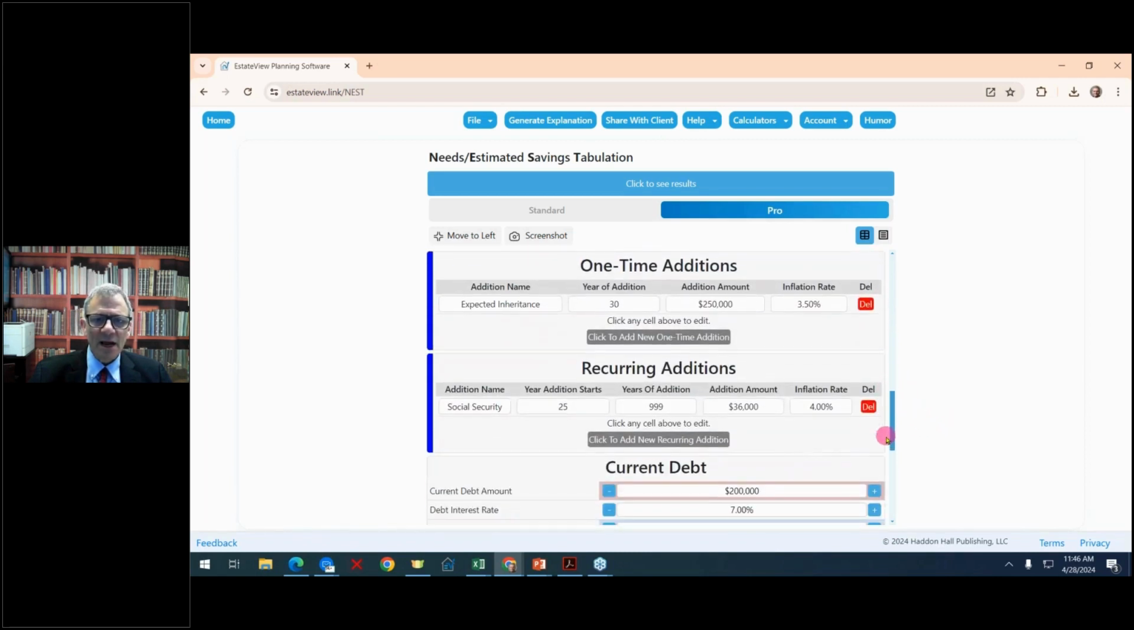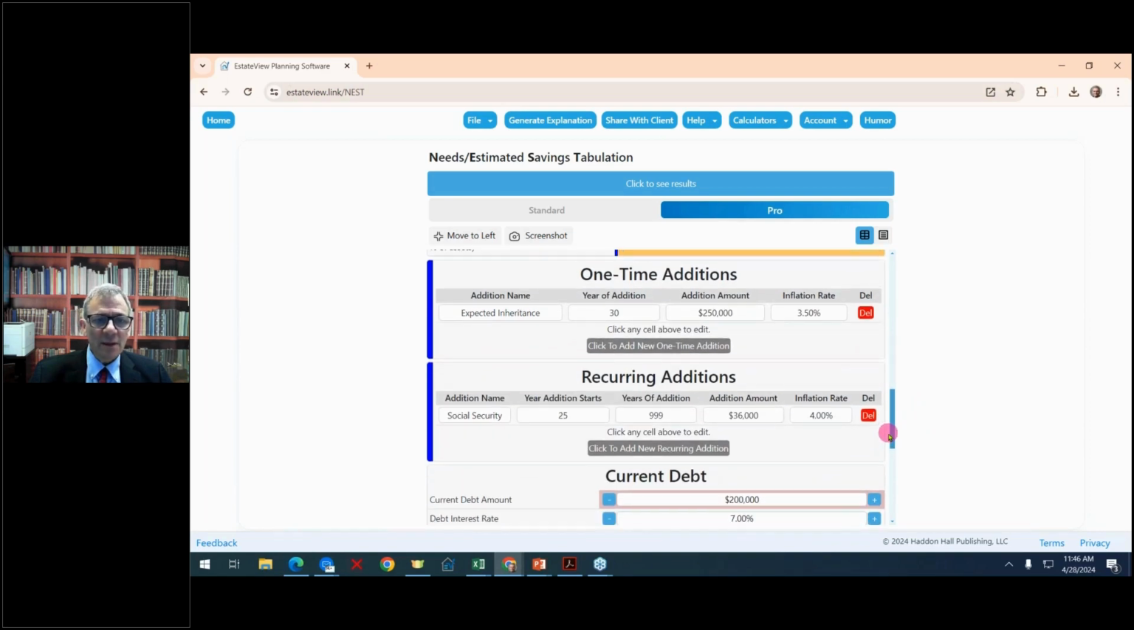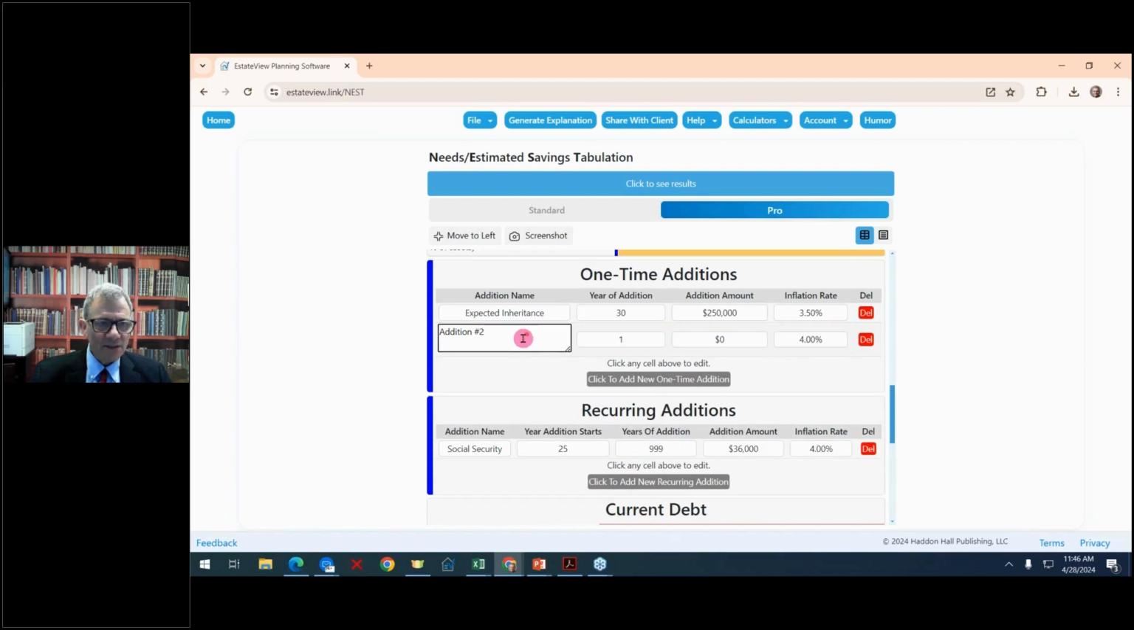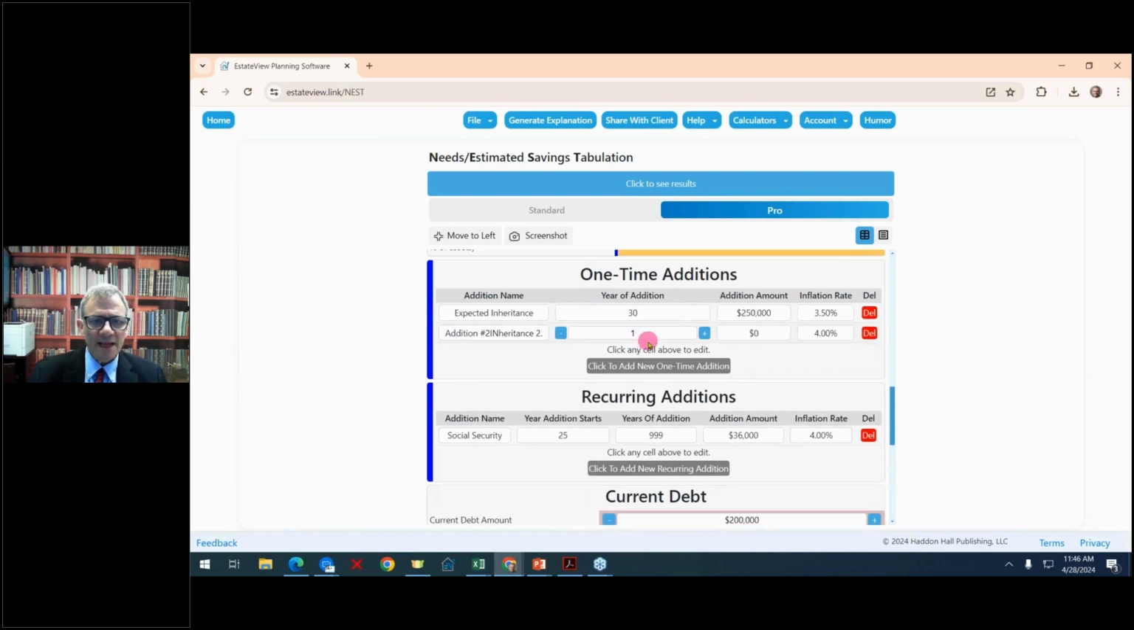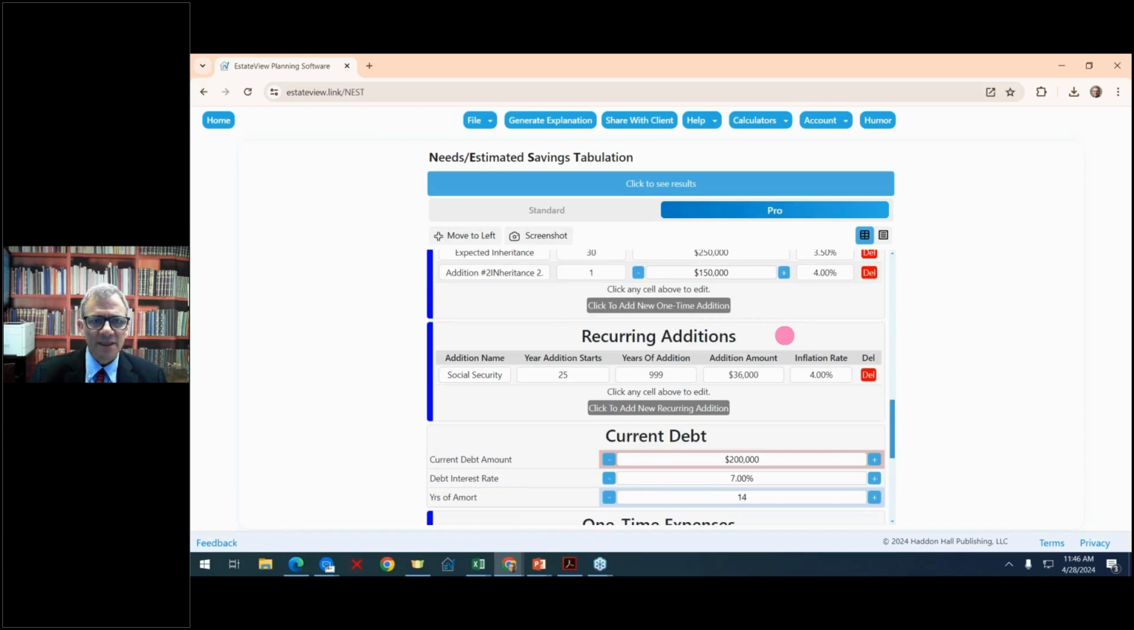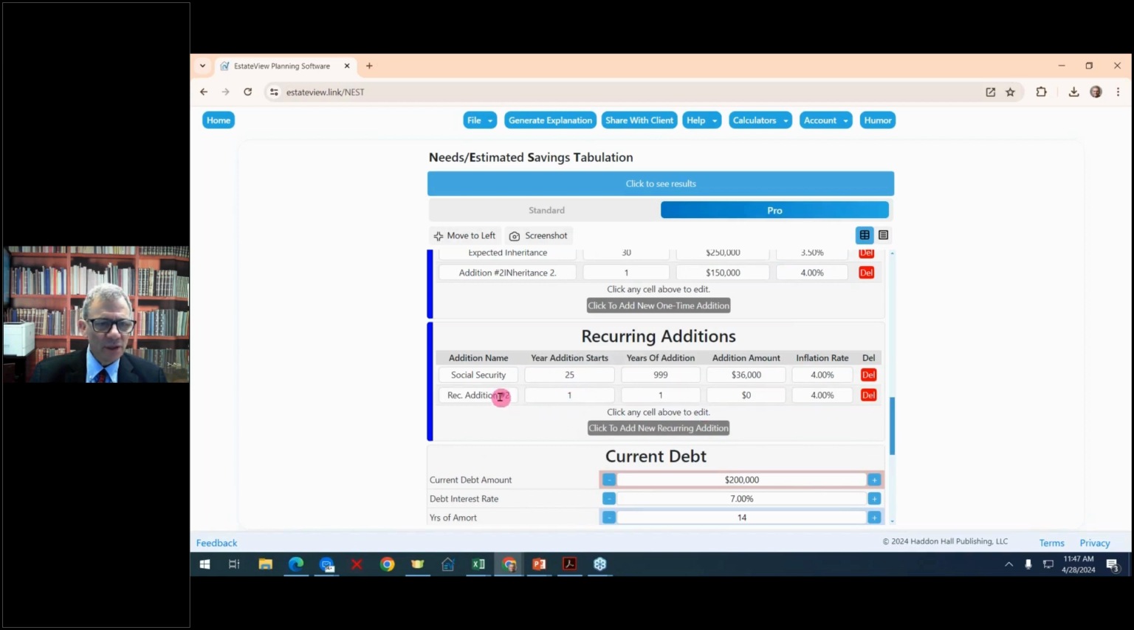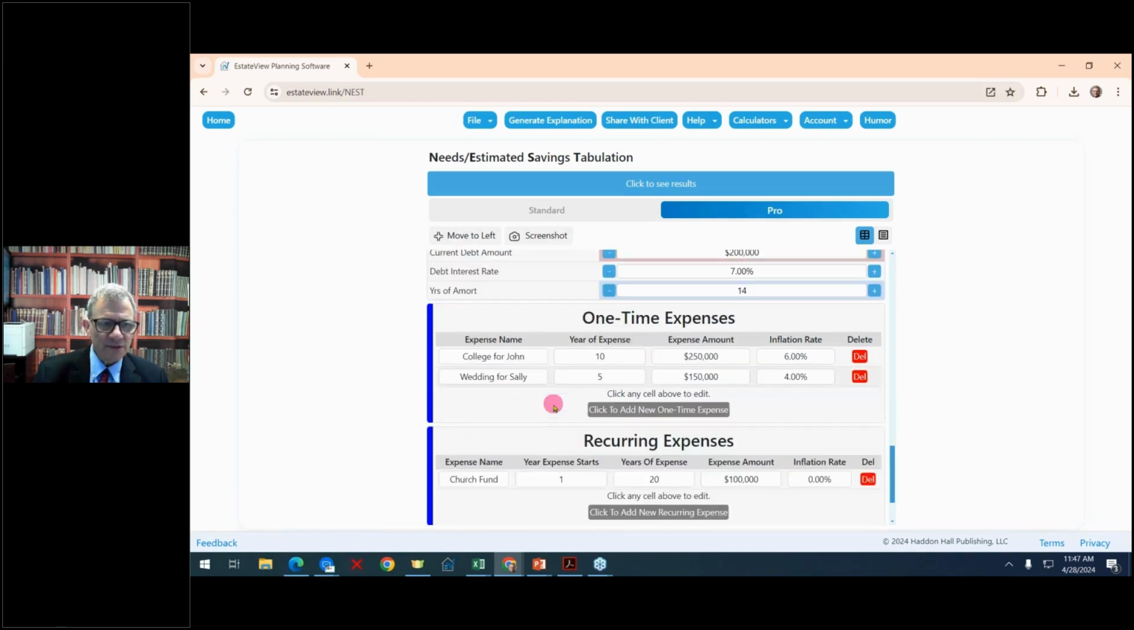And now we have some other options. They may expect an inheritance in 30 years of $250,000, so we can add that. They may have a second inheritance that we would call inheritance 2. And this might happen in 1 year. Somebody's very sick, and this might be an inheritance of $150,000 coming in 1 year. And then we can add reoccurring additions. For example, Social Security.